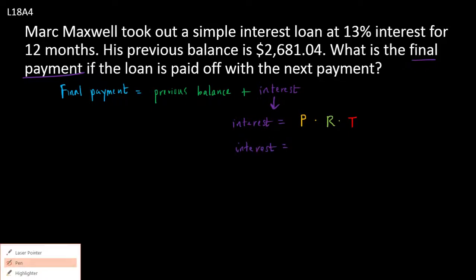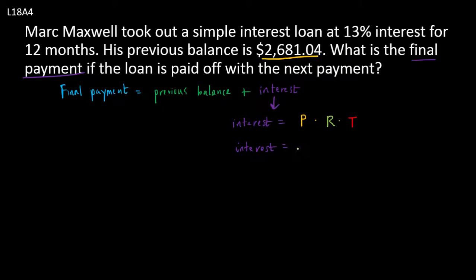Well, we know the balance is $2,681.04. So that's our principal. Now you're probably used to thinking of principal as the original amount that we take out a loan for. However, principal in this case, or in many cases, can also just apply to whatever we owe right now. So right now, he owes $2,681.04. That's our principal. That's the most relevant figure to use.